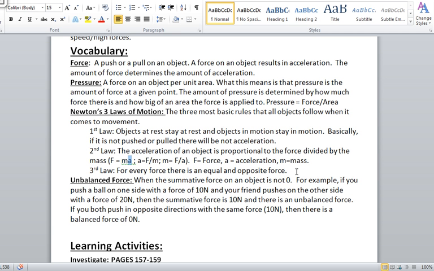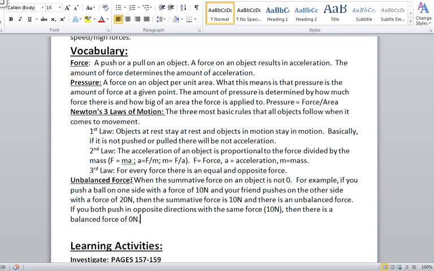Now the third law comes along and it says that when we have a force, there has to be an equal and opposite force going the opposite direction. So the first law says when there is no force, this is how an object behaves. The second law says when there is a force, this is what happens. And the third law says when there is a force, this is what also happens: there's an equal and opposite force.